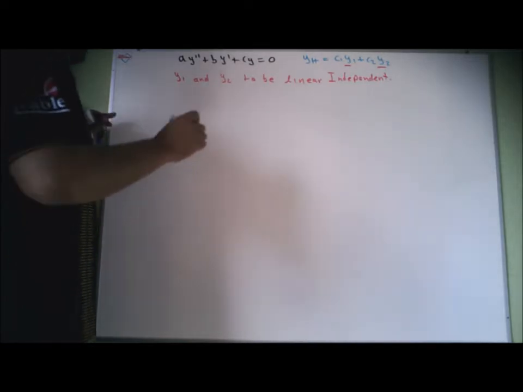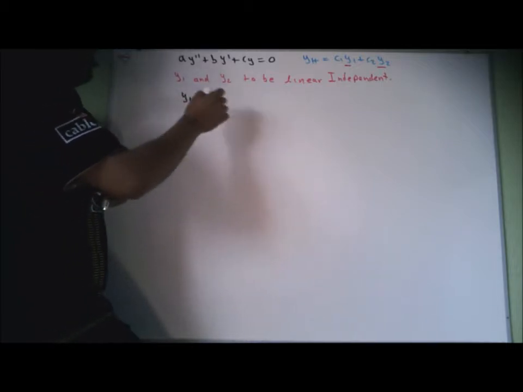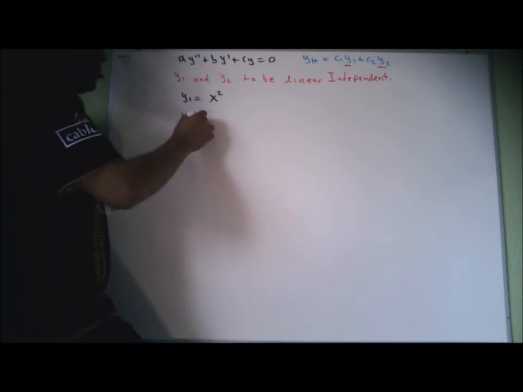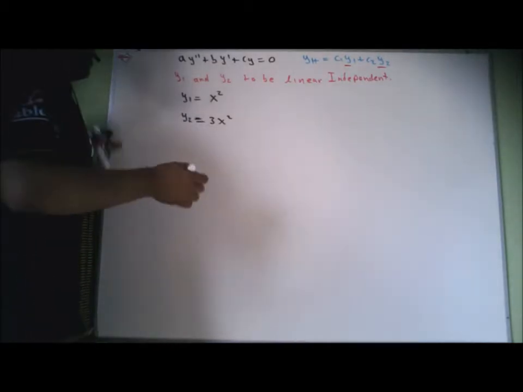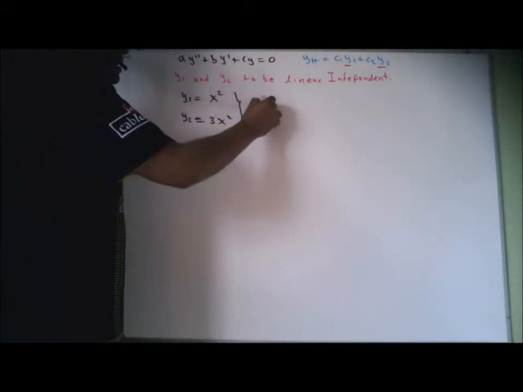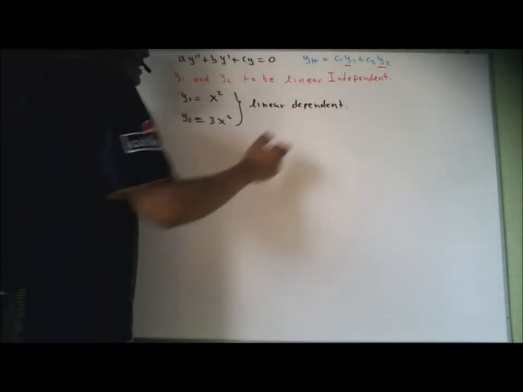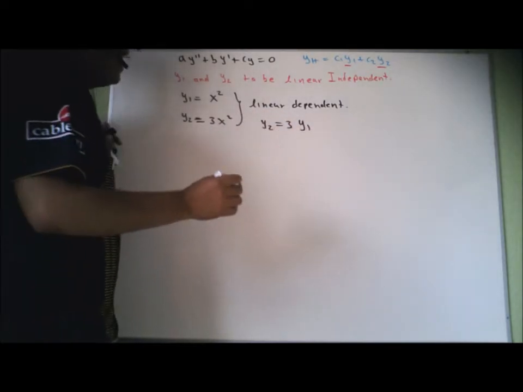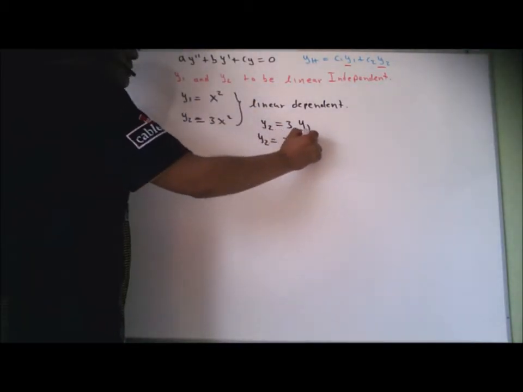What does that mean? It means that they are totally different. Let's assume that you have the first solution to be, for example, x squared, and my second solution is going to be 3x squared. Now, this cannot be, because they are actually linearly dependent. Well, y2 is just 3 times my first solution.